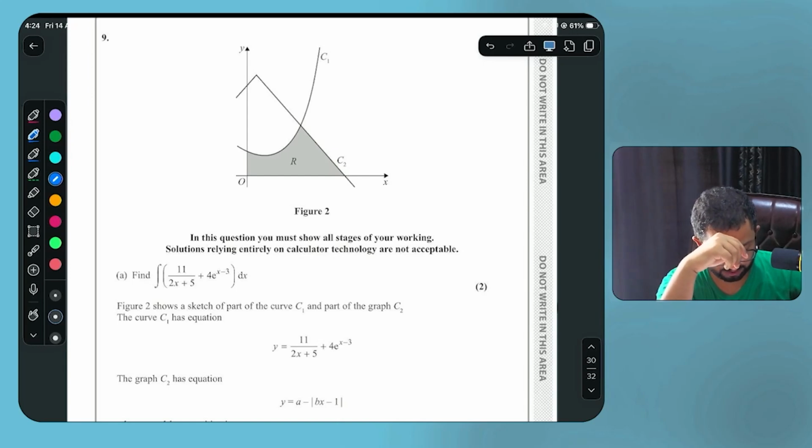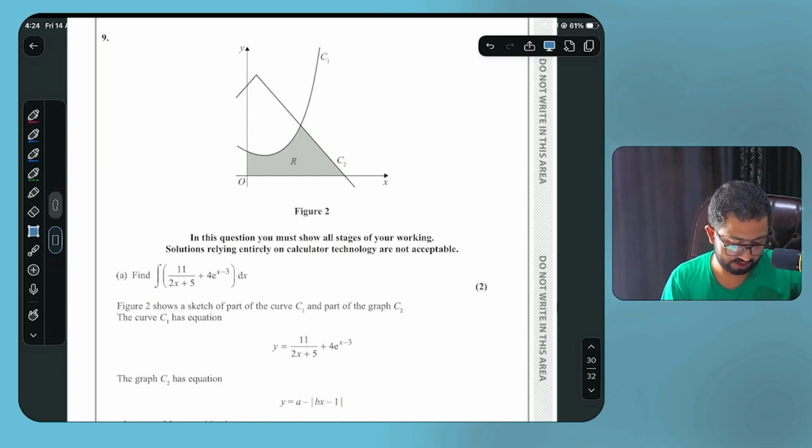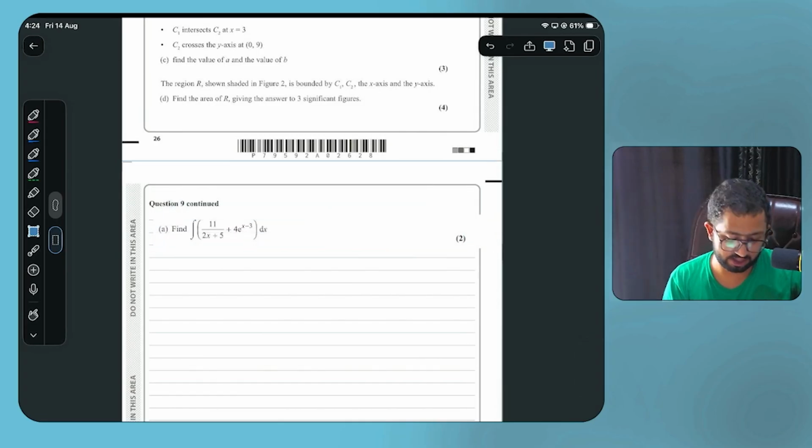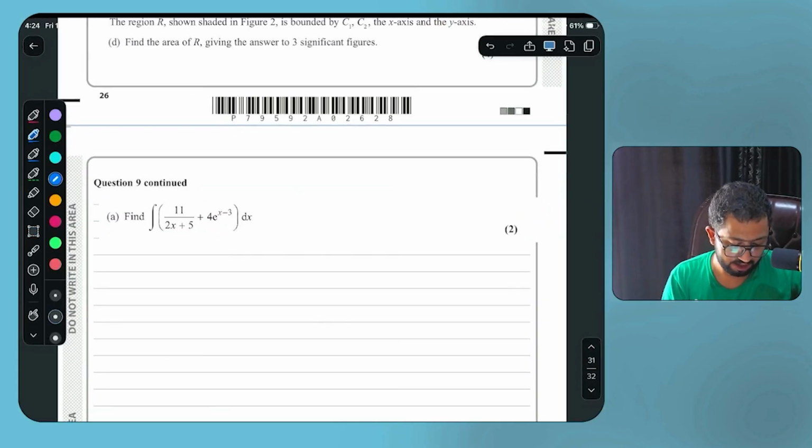Question number 9. Find the integration of this function. Okay, first part for 2 marks. The examiner just wants to check whether your ideas in integration are strong or not. Everyone knows whenever the sign is between two terms, I will apply integration separately.